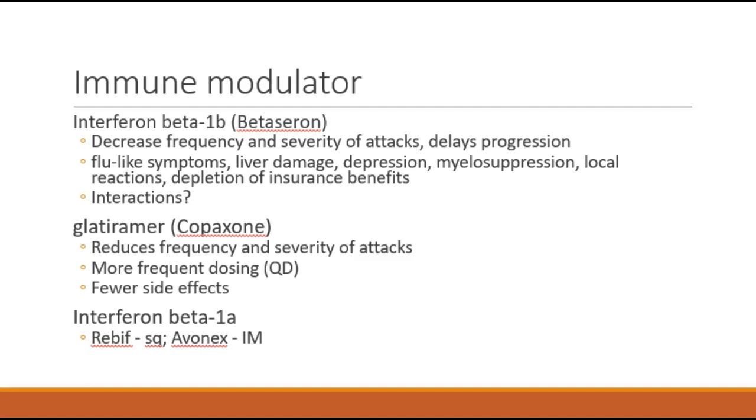So since this is an immune modulator, it is attacking our immune system, so it causes flu-like symptoms. We know that interferon is part of our immune response that we have living within us. It's a response to viral or other foreign invaders. This drug can cause liver damage, depression, myelosuppression, and local reactions. We talked about that from the sub-Q. But we're using it to suppress the immune system, so that's why you see the myelosuppression.